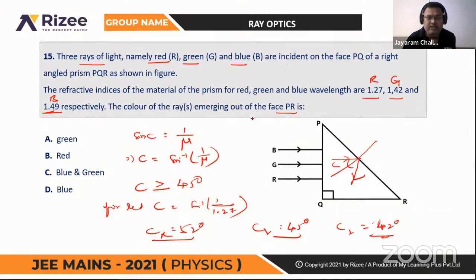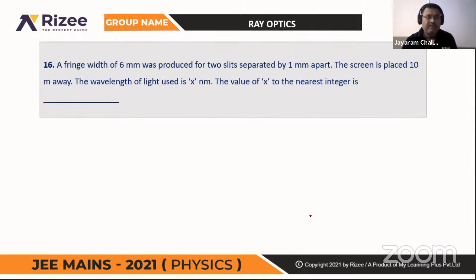So now for any value which is above this one, which ray is going to be emerging out? The red ray will emerge out, and the remaining green and blue rays will be reflected back into the same medium. That is, those two are undergoing total internal reflection.